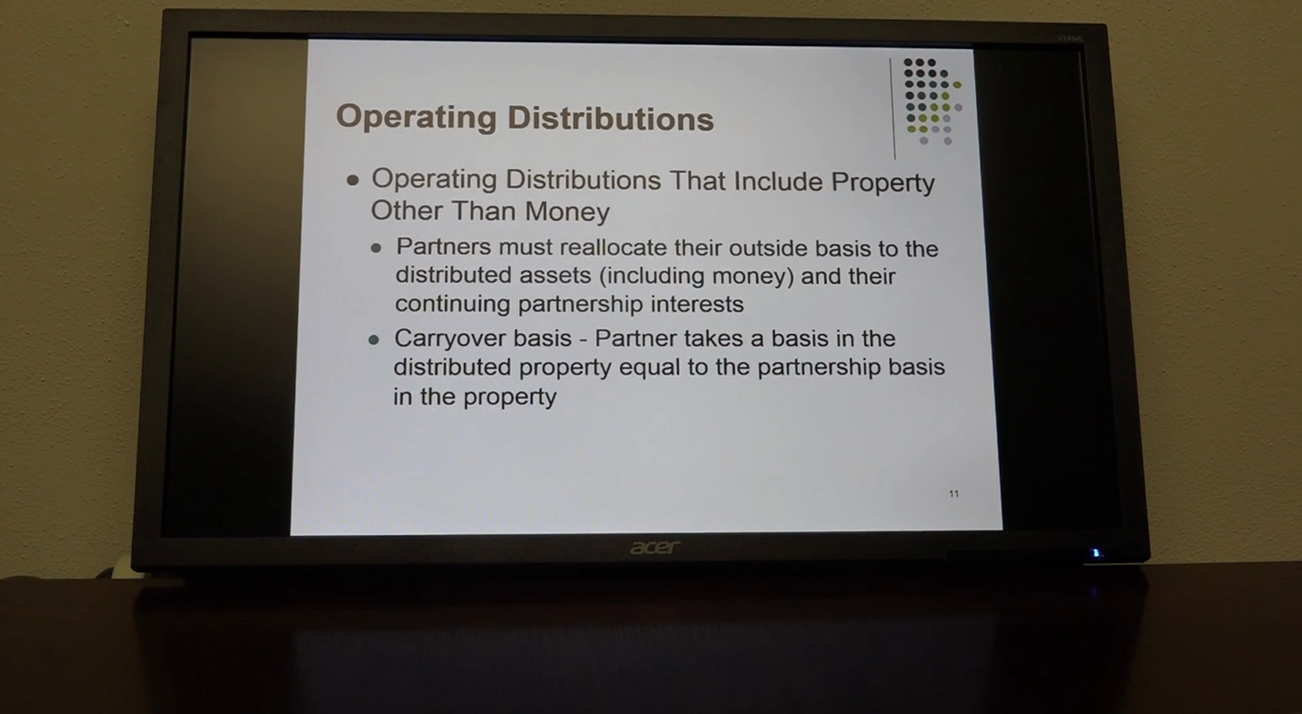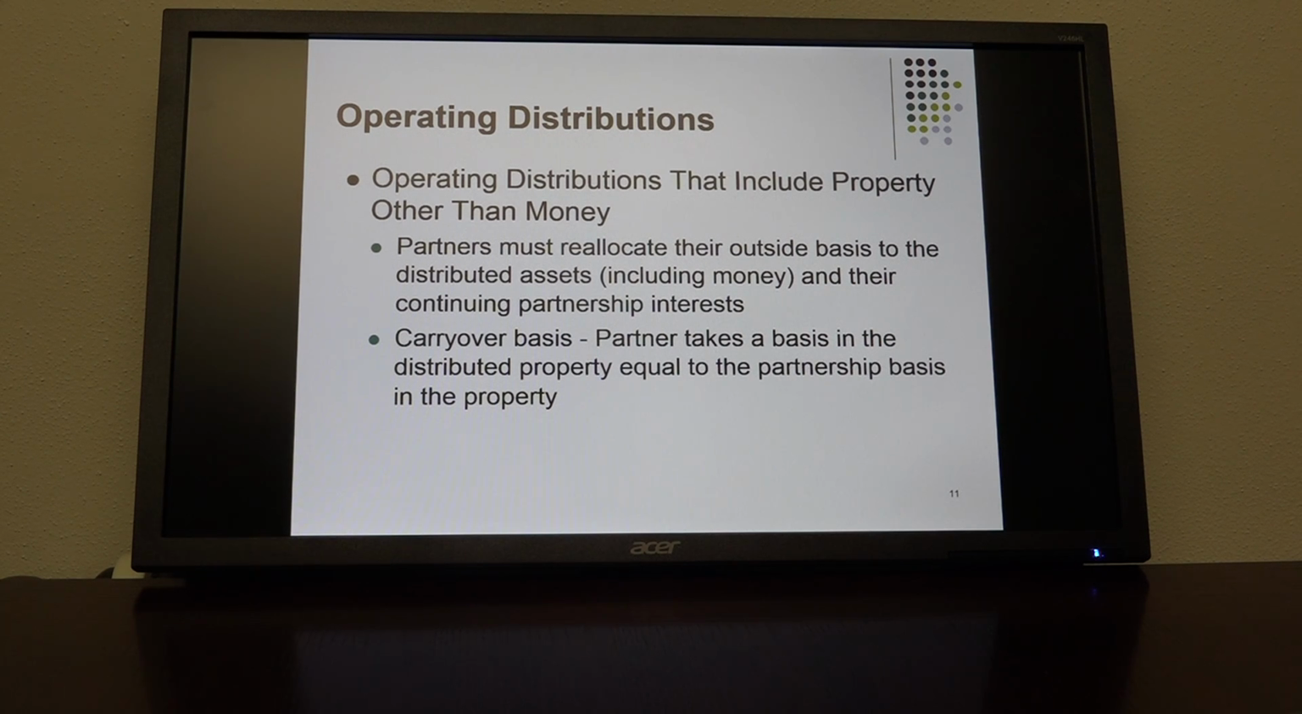What happens when you distribute property that's other than money, either with money, other property is distributed, or other property is distributed without money? Well, usually it's a mix, so let's talk about that situation. Essentially, they have to reallocate their outside basis to the distributed assets, including money, and their continuing partnership interests.